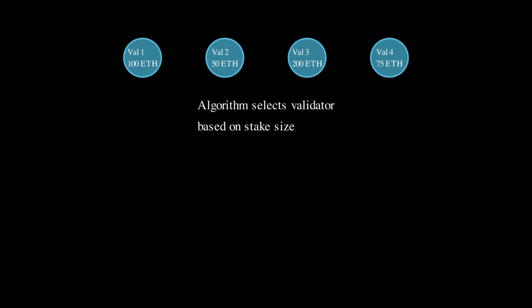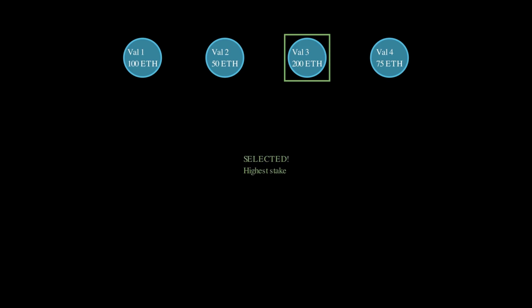The more money you put, the higher your chance of being chosen, but also the more you have to lose if you misbehave. Validator 3 gets chosen because they've got the biggest stake with 200 ETH. They have the most skin in the game, so the network trusts them the most. Economics replaces electricity. They propose a new block filled with transactions to the network.